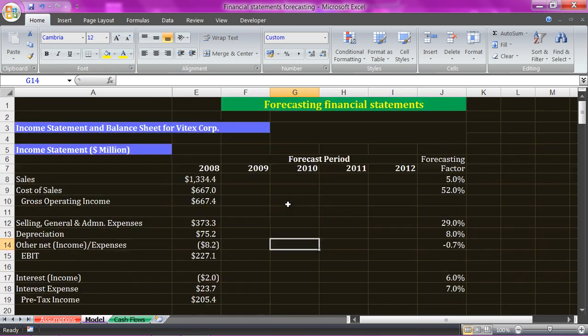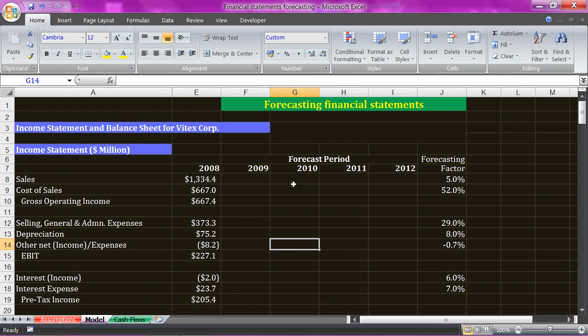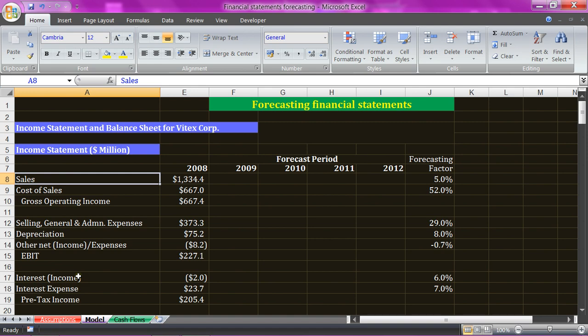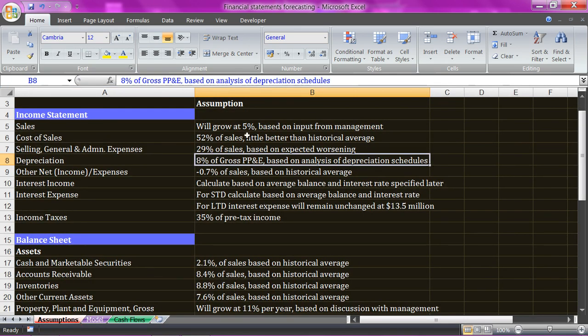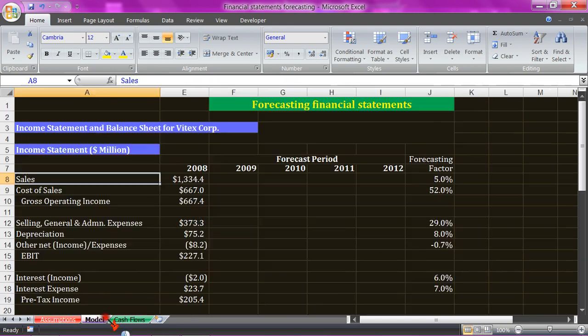First, we need to take the values from the assumptions, and we have to find a model to forecast the financial statements. So okay, first we have to find the sales. For sales there will be an assumption. The assumption is it will grow at 5% based on input from management. So for this 5% we need to arrange here a forecasting factor. I already arranged the forecasting factor here. It will grow at 5% per year.